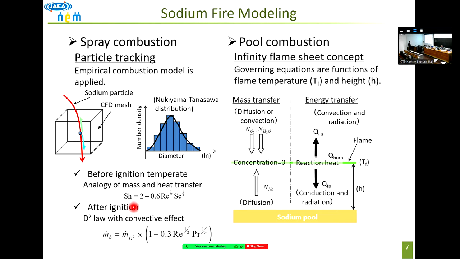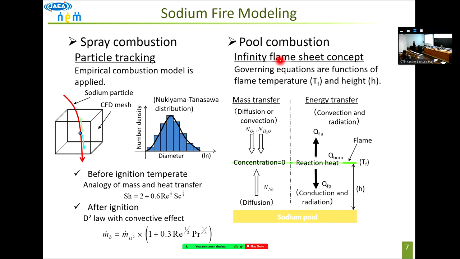From the viewpoint of the reaction rate, not like crystallization lectured yesterday, in general fire reaction is much faster, of course, than crystallization. The bottleneck is mass transfer. So in this sense, we apply the analogy of mass and heat transfer to obtain the reaction rate.